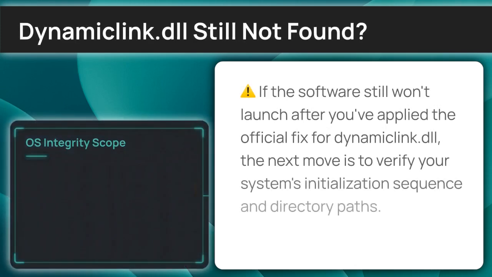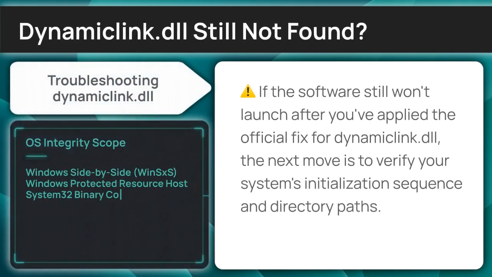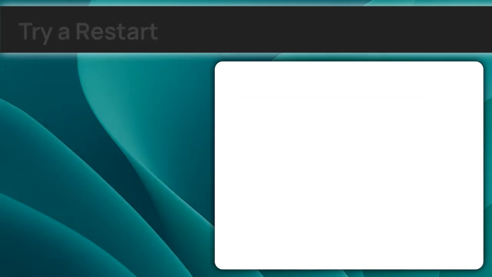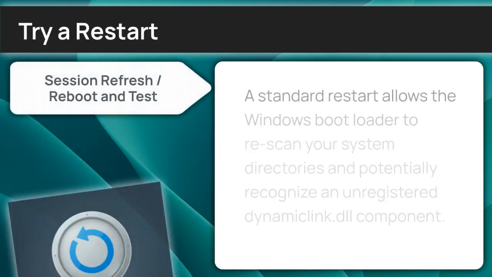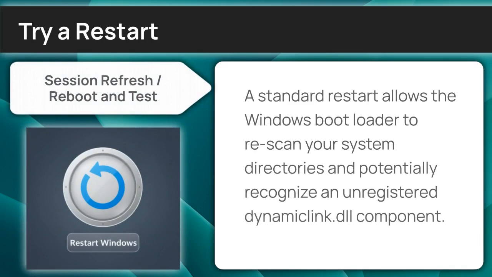When a fresh installer fails to clear the error, it typically points toward a deeper conflict within the Windows execution layer. A system reboot is a reliable way to clear away zombie processes that might be interfering with Dynamic Link Library. It's a low-impact step that ensures your operating system is starting with a synchronized environment.